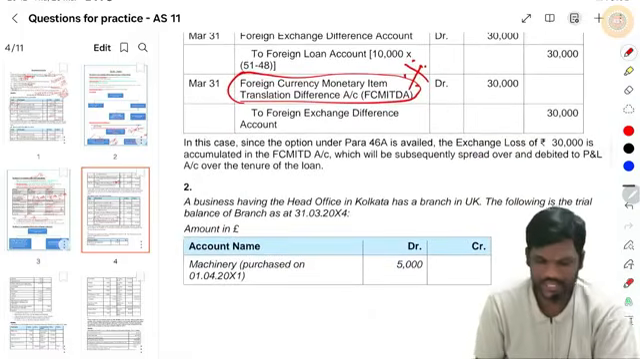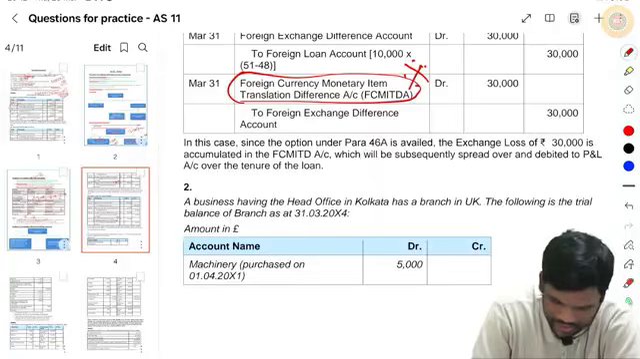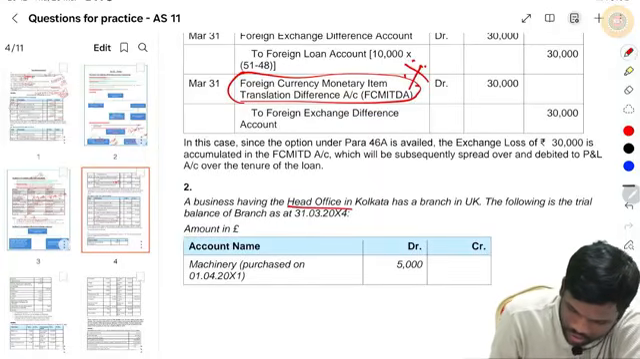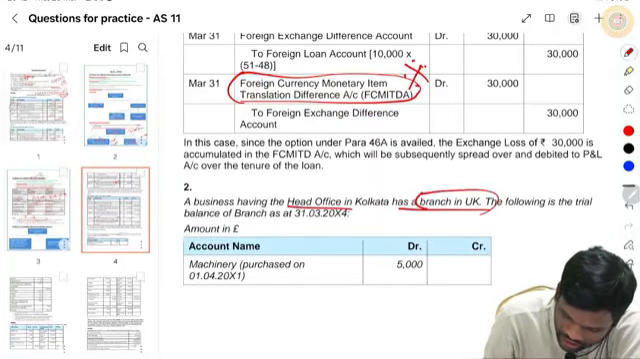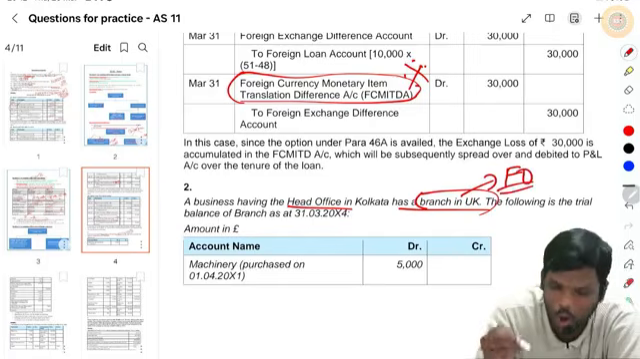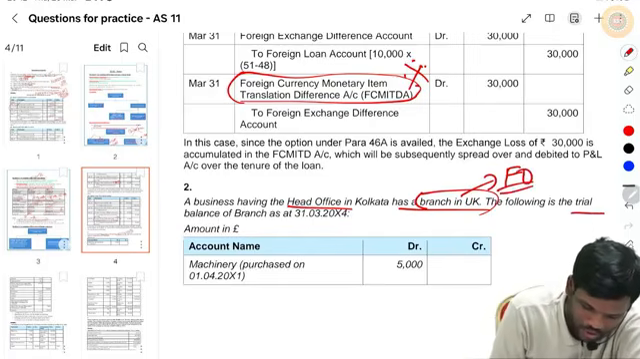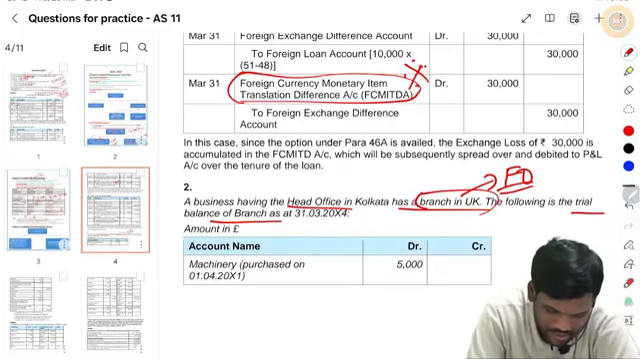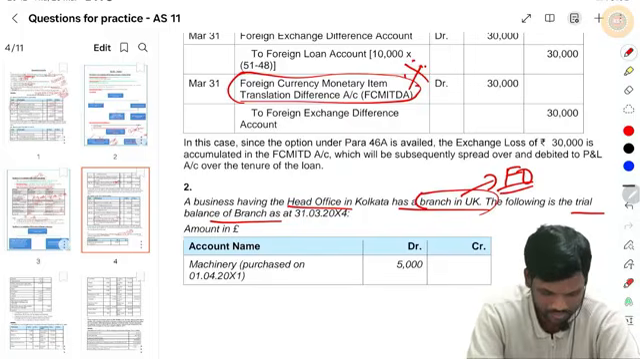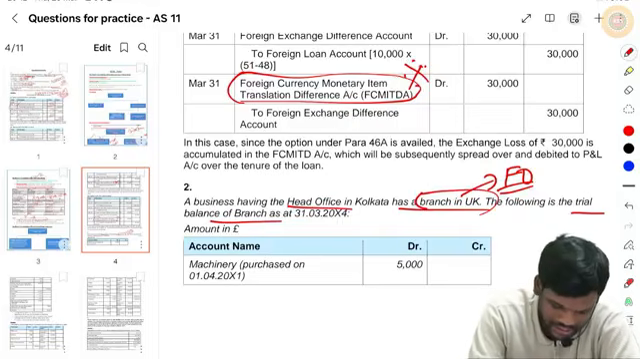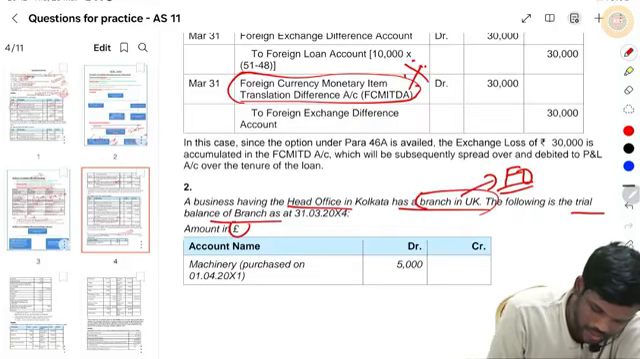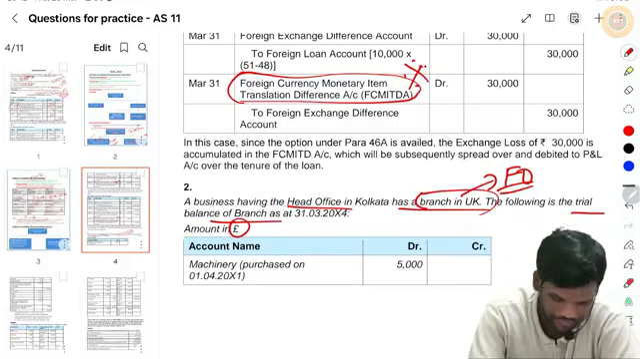Okay, let us see this. A business having head office in Kolkata has a branch in UK. So this is a foreign operation. The following is the trial balance of the branch as at 31st March 20X4. So they have given the branch trial balance, which will obviously be in pounds because it is in UK.